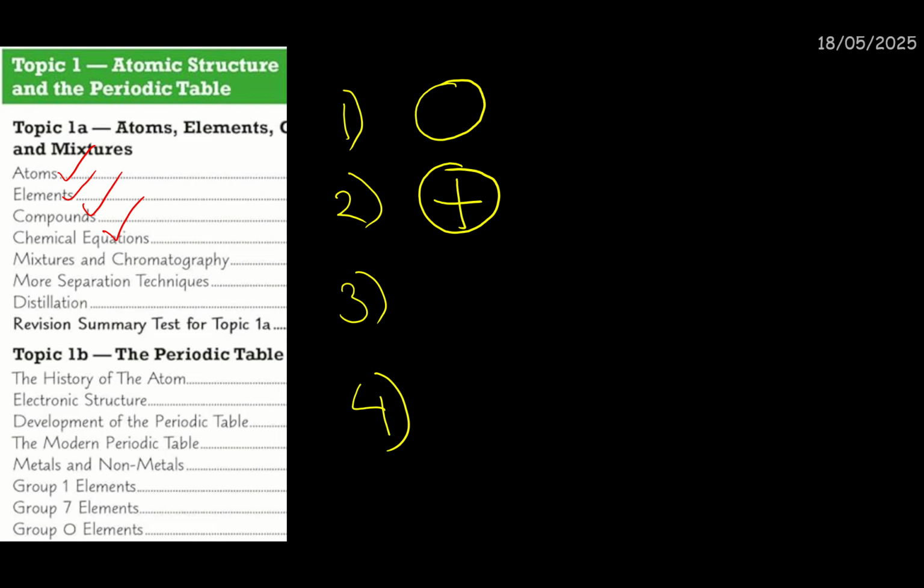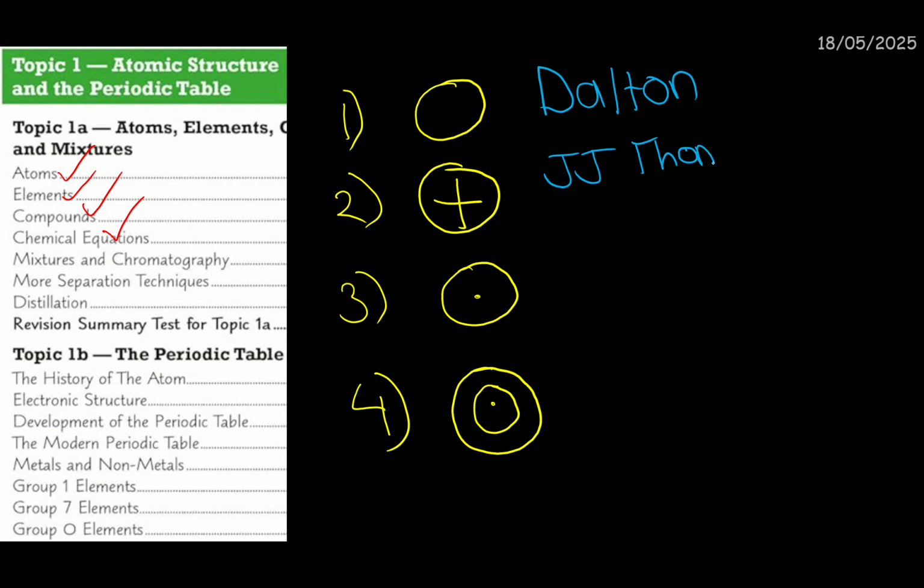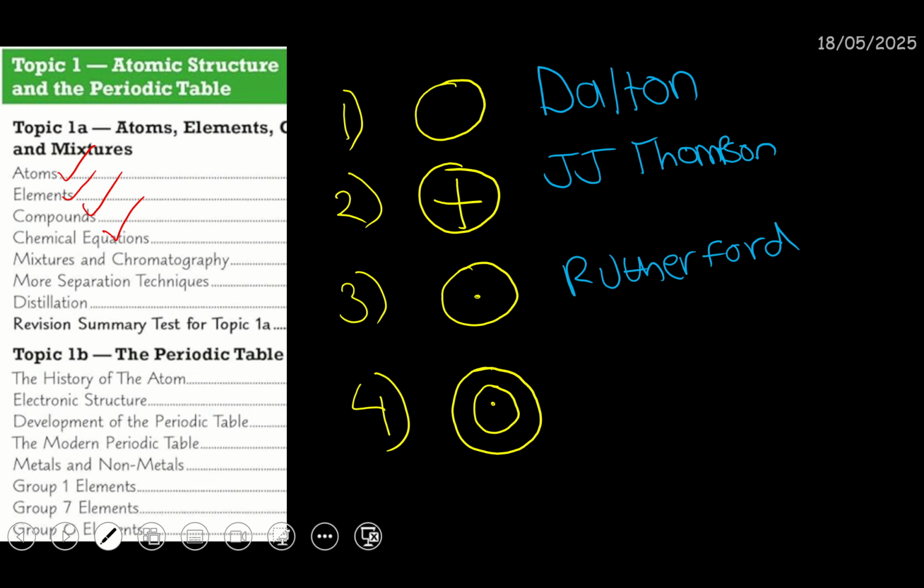Then we moved on to Rutherford, with most of the atom being empty space, and then finally we had the shells. So this is generally what the atomic model looks like. Number one, we've got Dalton. Number 2, we've got J.J. Thomson. Number 3, we have Rutherford. And number 4, does anyone know who came up with electron shells? Bohr. Yes, so number 4, we've got Niels Bohr.